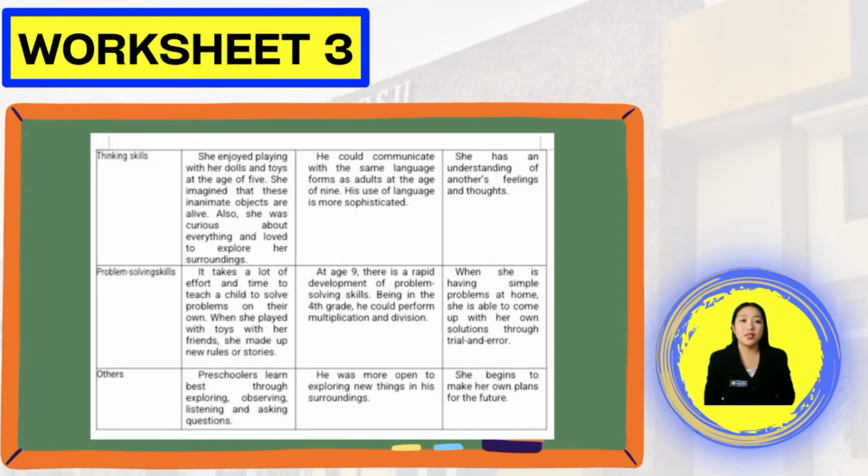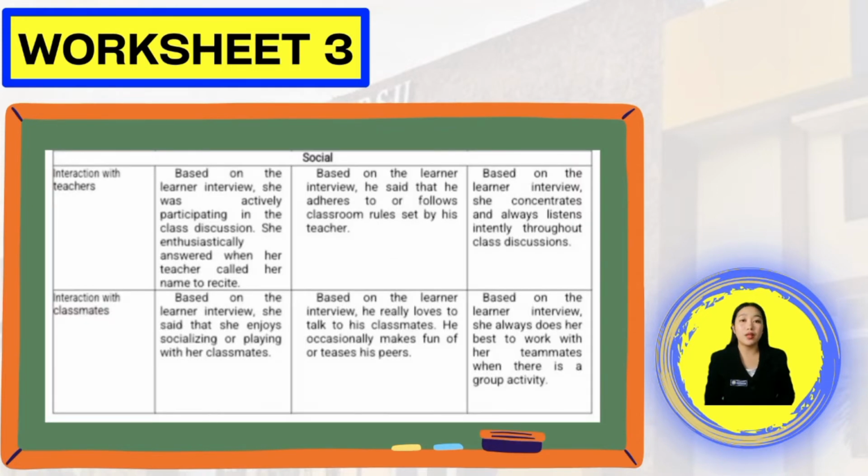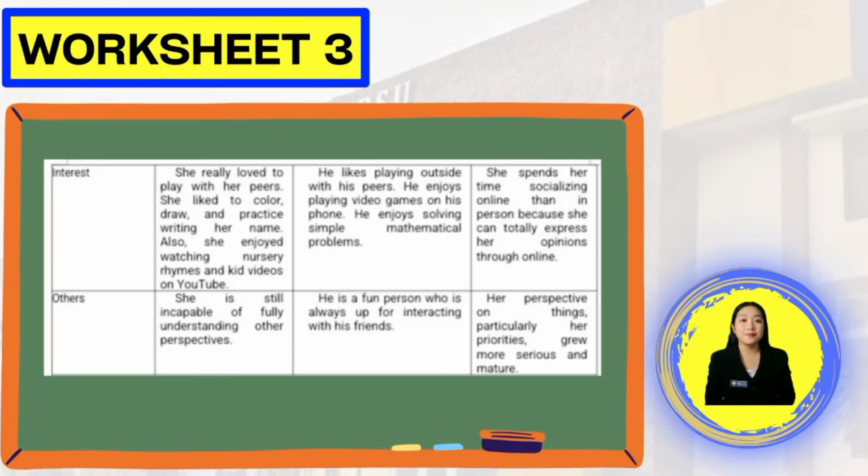Emotional. At age 13, she is very conscious of her body or looks. She seeks more privacy. Transitioning from childhood into adolescence is overwhelming. Cognitive. She has a wider range of vocabulary and can express her ideas in complex grammar. She has an understanding of another's feelings and thoughts. When she is having simple problems at home, she is able to come up with her own solutions through trial and error. She begins to make her own plans for the future.